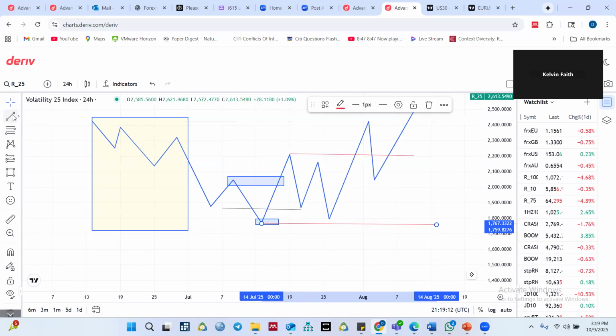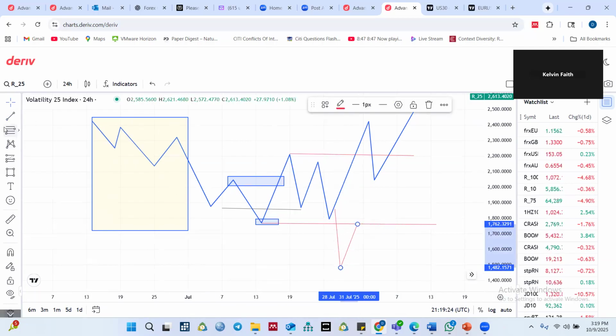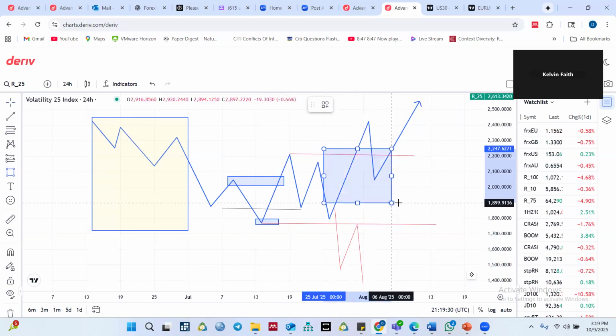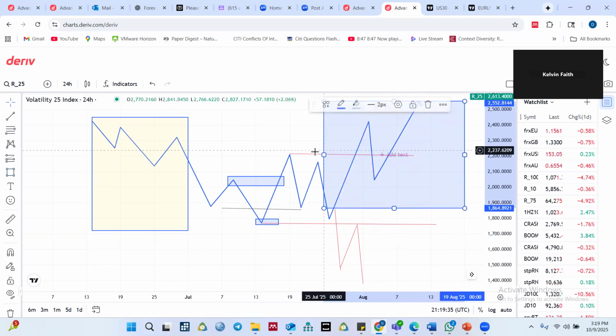So when will you not be looking for buys? Only when price drops to take this low out. Then it means we can assume price wants to continue going down, and with that, it means this whole bullish move from here up to here might not happen.